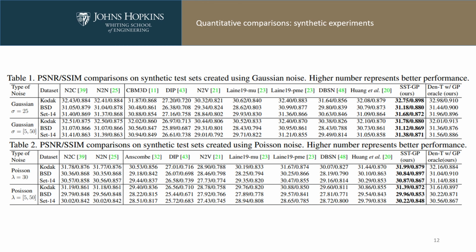The following table shows the quantitative comparisons on two different noise types, Gaussian noise and Poisson noise, where we can see our proposed SST-GP method outperforms the state-of-the-art self-supervised denoising methods.